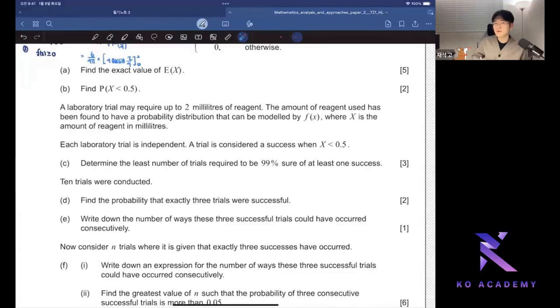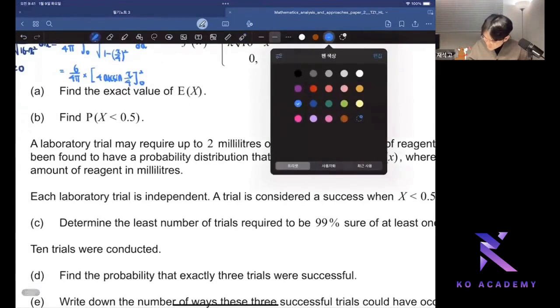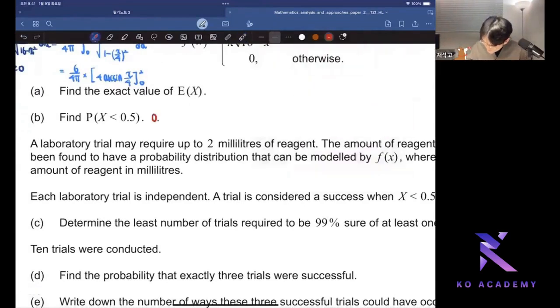So what we calculated in B was the probability of success, or the probability related to fx. When we calculate the probability up to 0.5, we get 0.239, guys. This fx is actually a model for the amount of this reagent, and in this experiment, we define anything less than 0.5 as a success, right? So we calculated the probability of success.